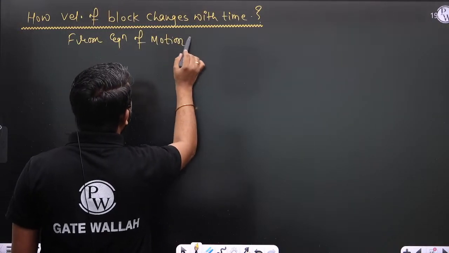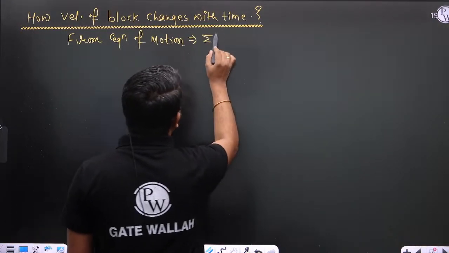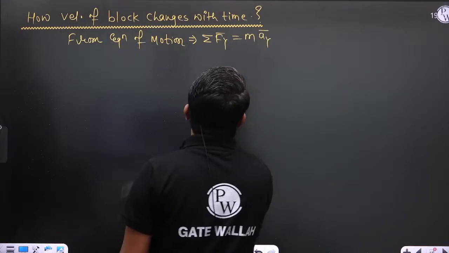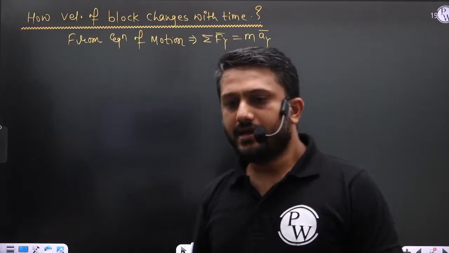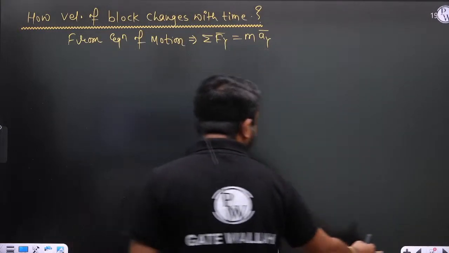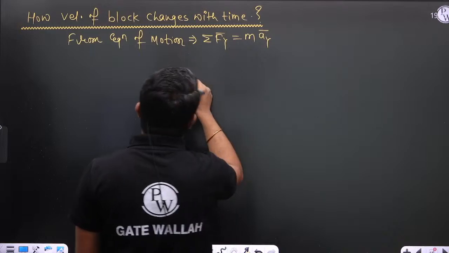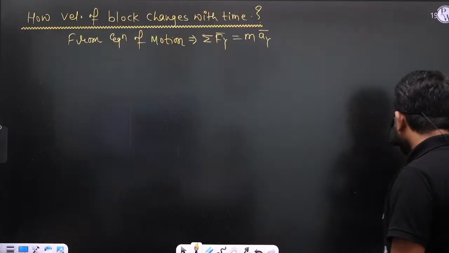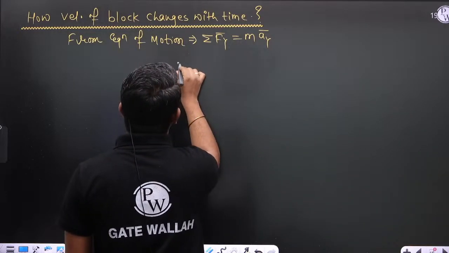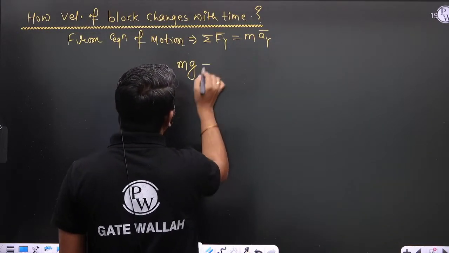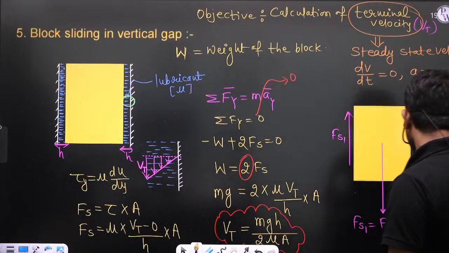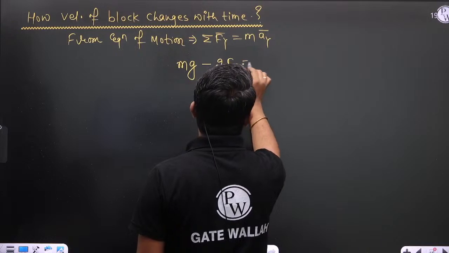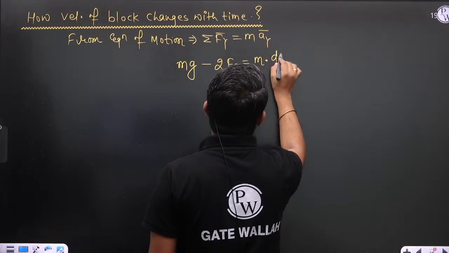From the equation of motion, the summation Fy is equal to m ay. Now, what is the summation Fy? W is acting downward. So let us consider this is mg minus 2 times Fs, which is equal to m multiplied by dv by dt.